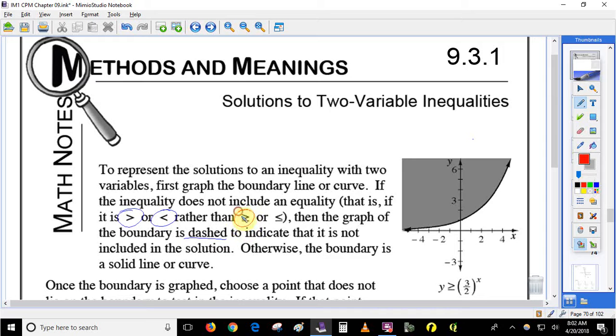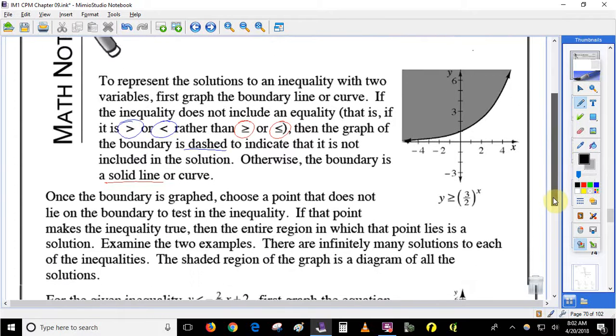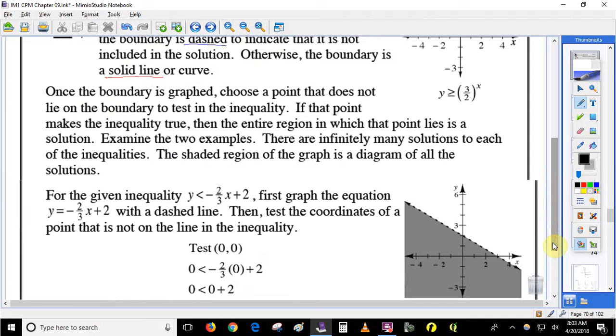Otherwise, if it's greater than or equal to or less than or equal to, it's going to be a solid line to indicate that the line is included in the solution. This is equivalent to the open and closed circle when you're graphing one variable inequalities. So the dashed line is like the open circle, and the solid line is like the closed circle. Once the boundary is graphed, choose a point that does not lie on the boundary to test the inequality. It can't be on the boundary; it has to be above it or below it. If that point makes the inequality true, then the entire region in which that point lies is a solution.